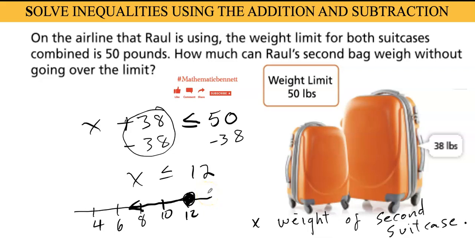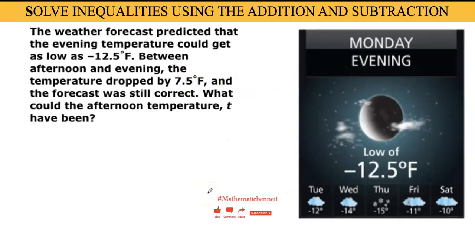Okay, let us try another question. The weather forecast predicted that the evening temperature could get as low as minus 12.5 degrees Fahrenheit. So if it can get as low as minus 12.5 degrees Fahrenheit, you're supposed to start thinking about the inequality that would represent that. Between the afternoon and the evening, the temperature dropped by 7.5 degrees, and the forecast was still correct. What could the afternoon temperature T have been?